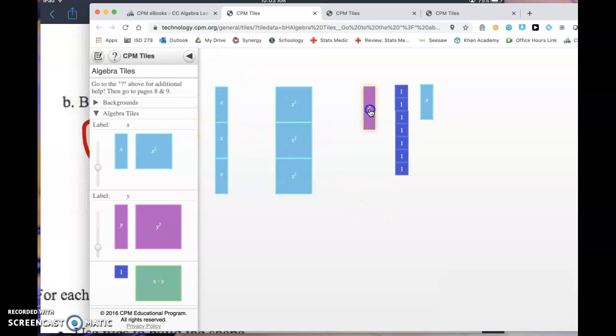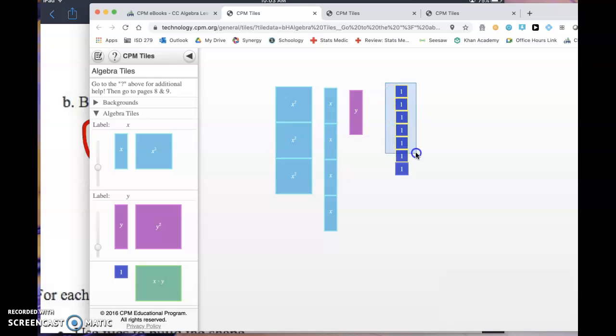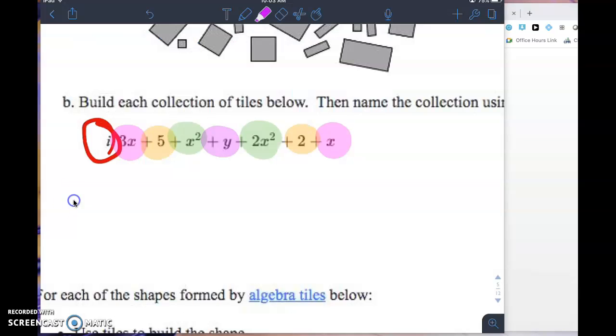I'm going to slide this y down. All right, I'll take these x's and I'll just put them right here next to this one, and take this one and put it right down here. And then I've got a y, and then I've got some unit tiles. Okay, now what do we really have? I've got 1, 2, 3 x squareds, 1, 2, 3, 4 x's. I've got a y, and I've got 1, 2, 3, 4, 5, 6, 7 unit tiles.